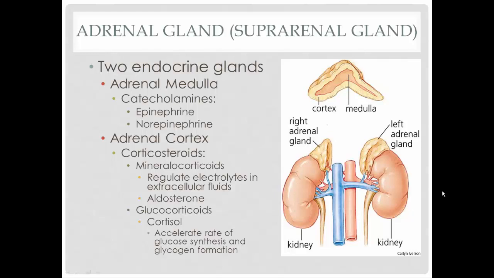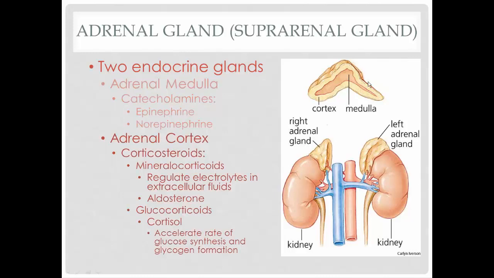The adrenal gland, as we've talked about before, is located above the kidneys. That's why it's also referred to as the suprarenal gland, supra meaning above, renal referring to kidneys. It's actually 2 glands in one. We've got the adrenal medulla, which we've talked about before when we talked about the sympathetic nervous system. That's the one that produces the catecholamines, which are epinephrine and norepinephrine. But this time they are hormones.